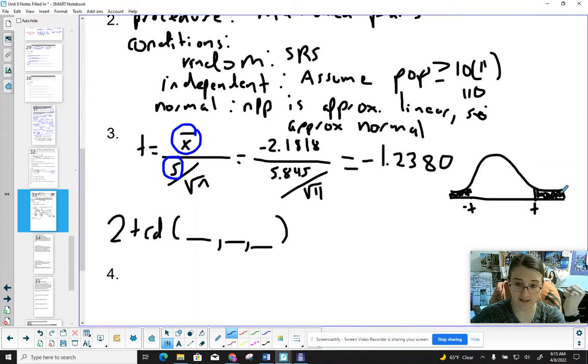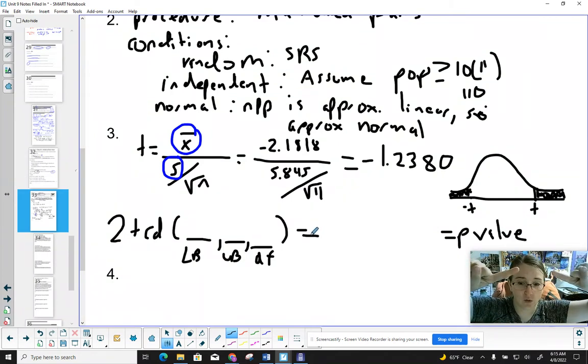You're going to be doing one of these areas. Remember that it is lower bound, upper bound, and then degrees of freedom. This will give you your p-value. This is always step 3. What is your t-score? What is your p-value? Those go right back to back. Go ahead, take a second. What's your lower bound, upper bound, degrees of freedom? Choose one area and then double it. Let's see what we get.